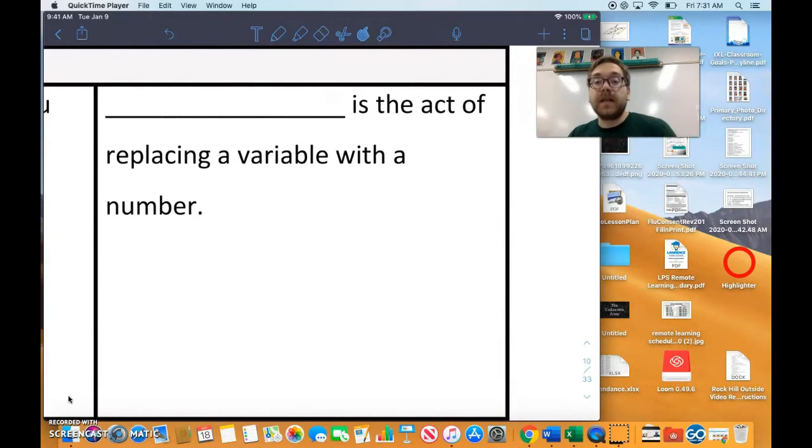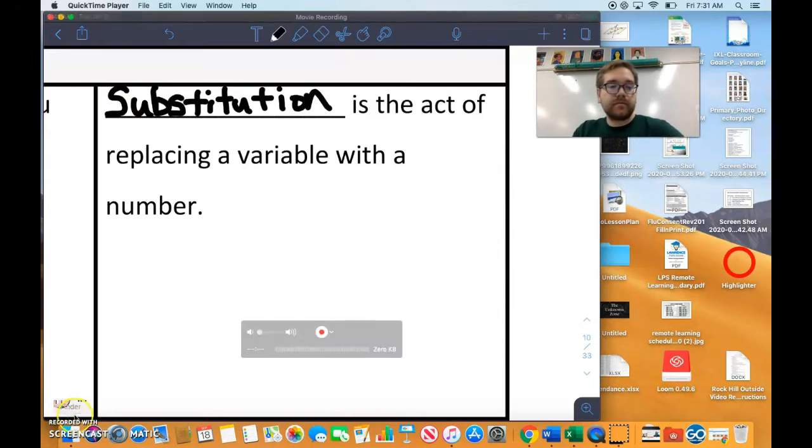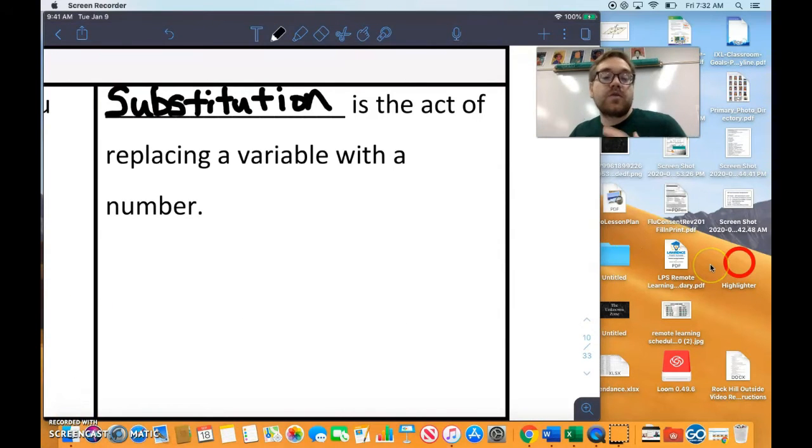This act of replacing a variable with a number is called substitution. So this is just where we put the number in for the variable. Okay, we substitute it in. So let's look at some examples to see how this works.